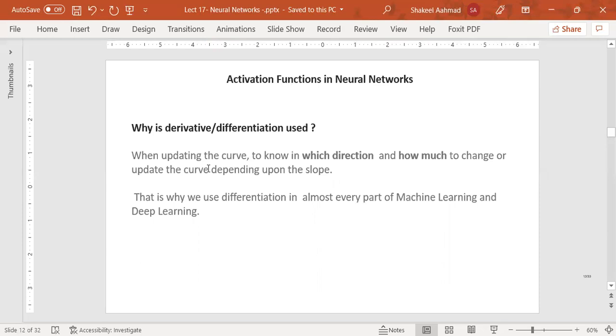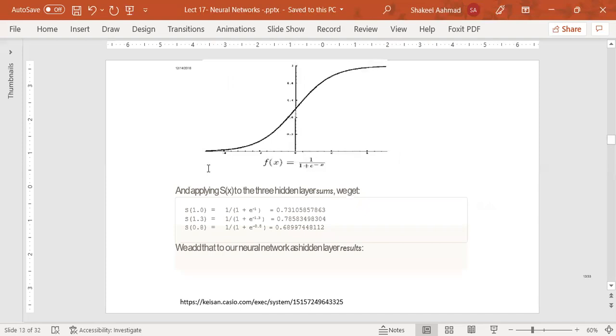Here we have discussed the derivative. Why are derivative and differentiation used in neural networks? When updating the curve produced by the activation function, we need to know in which direction and how much to change or update the curve depending upon the slope. That is why we use differentiation in almost every part of machine learning and deep learning. This is the slope which is produced by the sigmoid function.